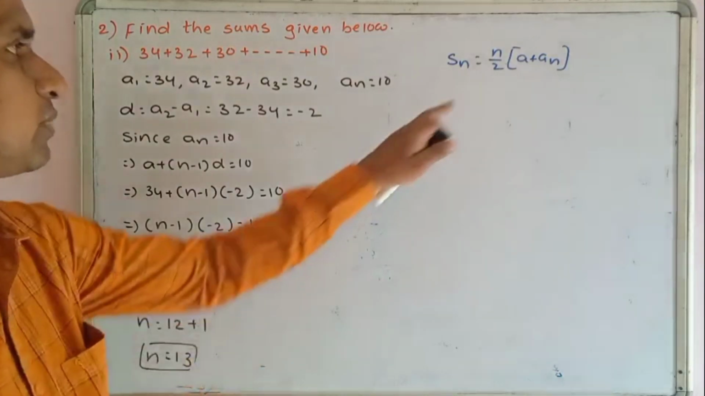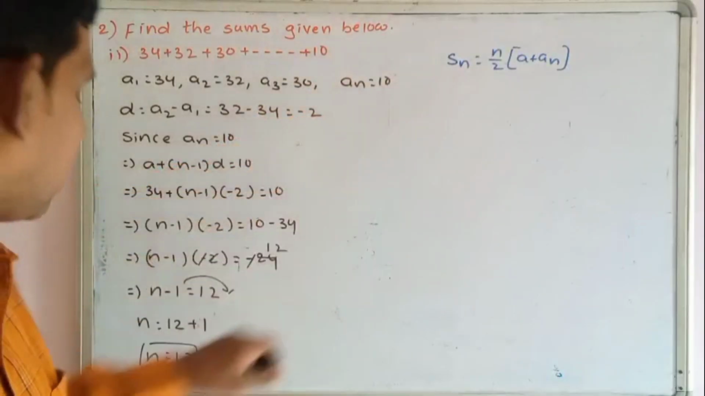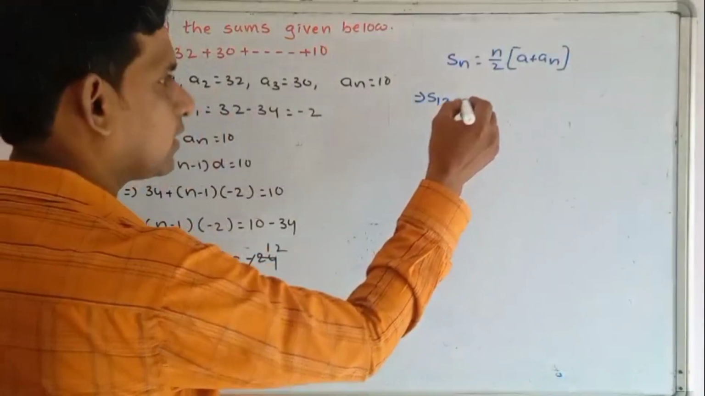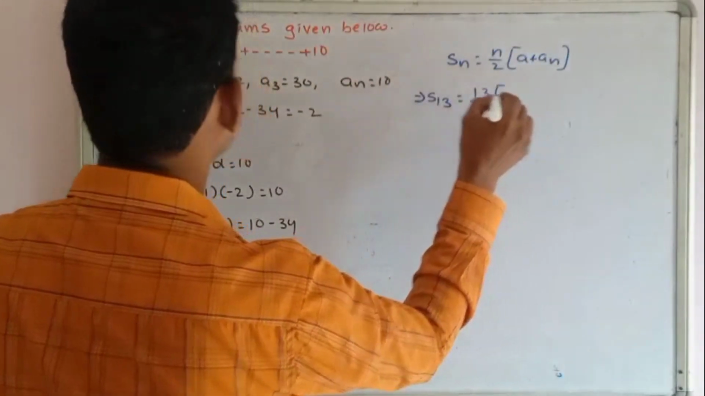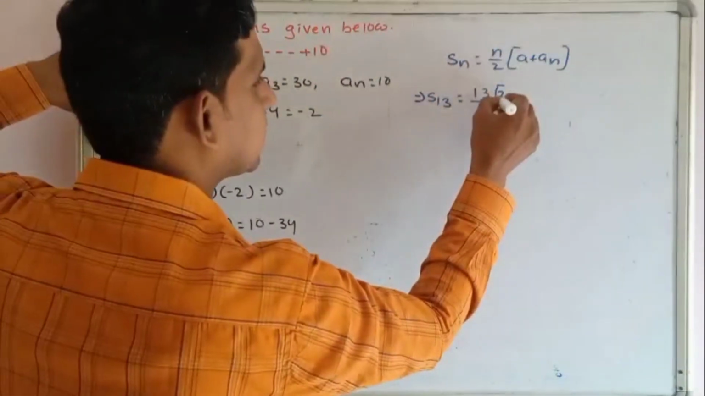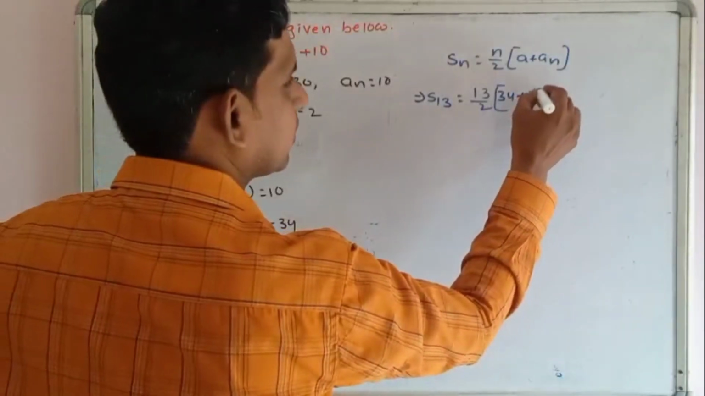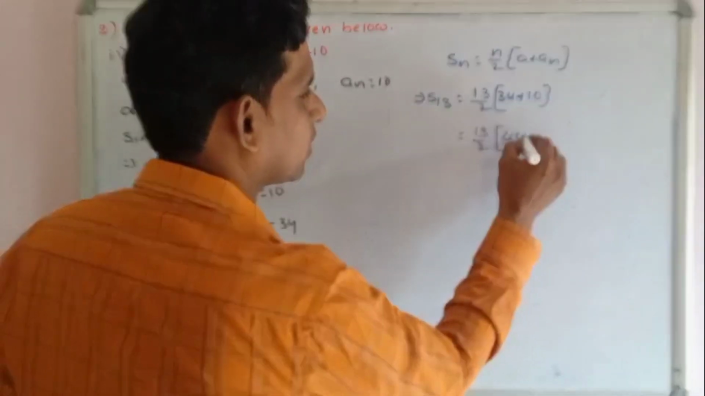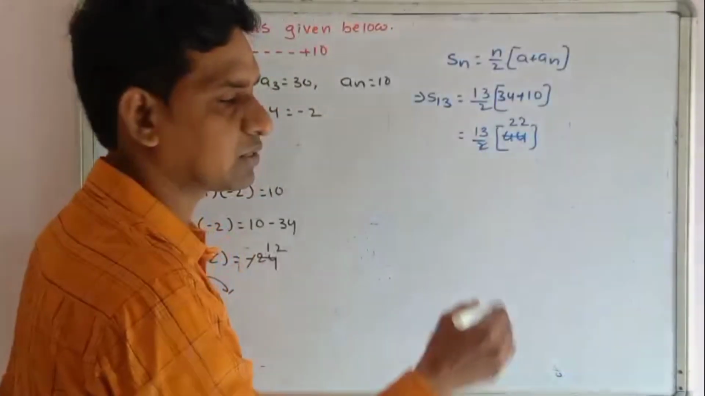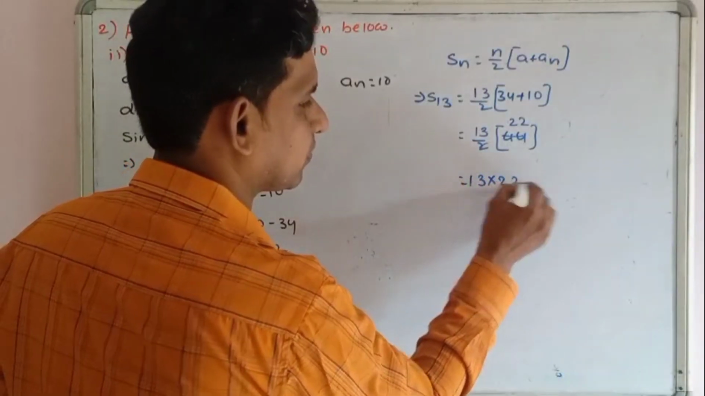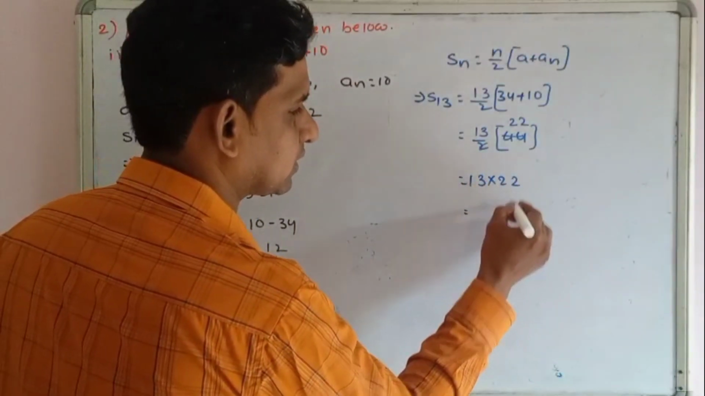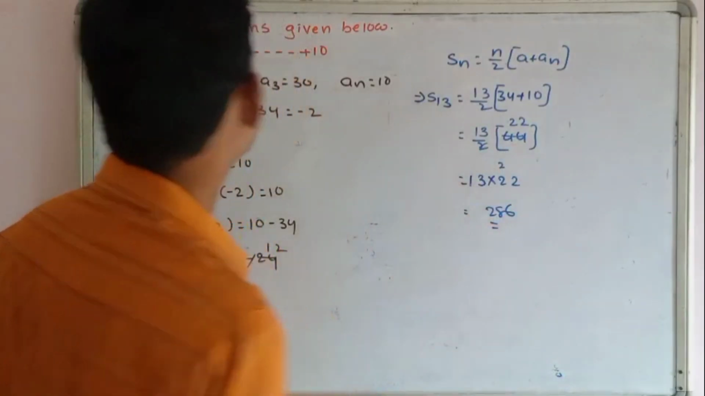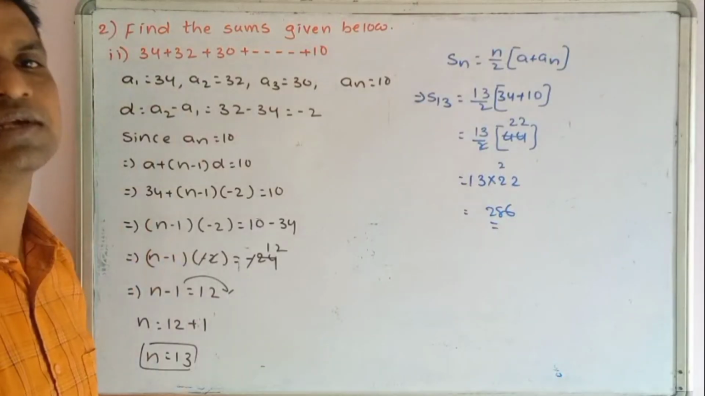Okay, coming to the next point, we will find the sum of n terms. So here how many terms are there? 13 terms are there. So S13 equals 13 by 2 into (a plus an). Here a is a1, that is 34, plus an is 10. That equals 13 by 2 into 44. So 2 how many times? 22 times. So 13 times 22. 13 2s are 26, 13 2s are 26 plus 2 is 28. The sum of the first 13 terms is 286.